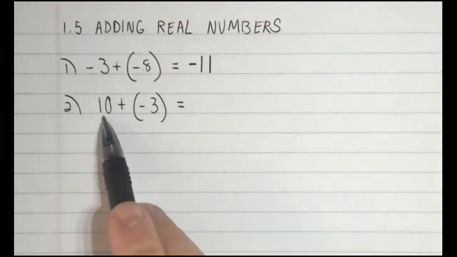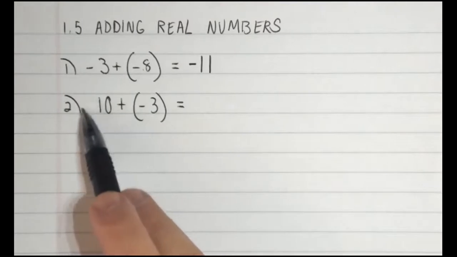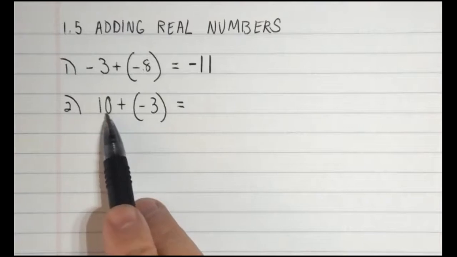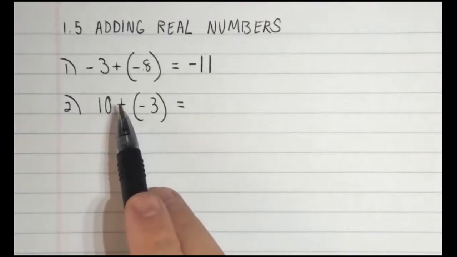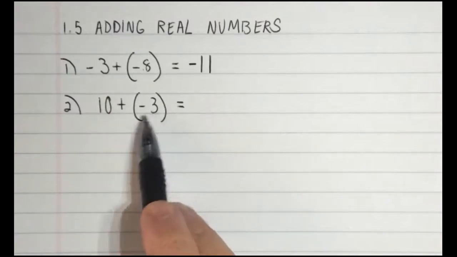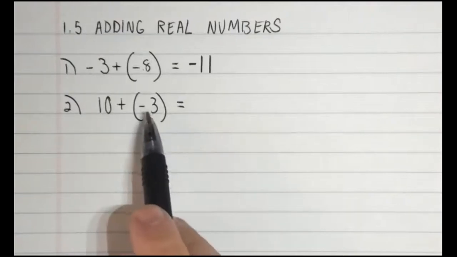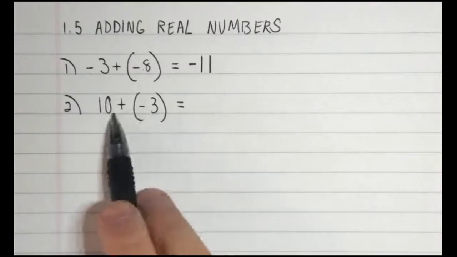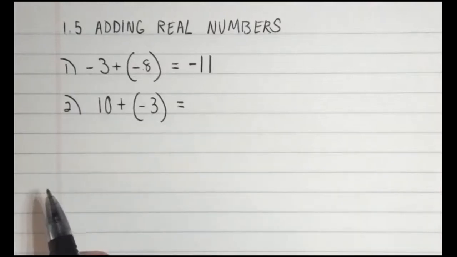Okay, so we have a positive 10. Again, you know it's positive because you're not going to write a plus here. You just got to know that if there's not a negative in front of it, it's a positive. So we're going 10 plus negative 3. Positive number and a negative number. That tells me that these signs are different. The rule is when they're different, you subtract them.